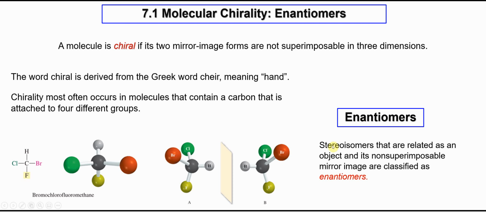The enantiomers are stereoisomers. They have the same connections, but different 3-dimensional arrangements. Those isomers are related as an object and its non-superimposable mirror image. Again, 2 non-superimposable mirror images are classified as enantiomers.